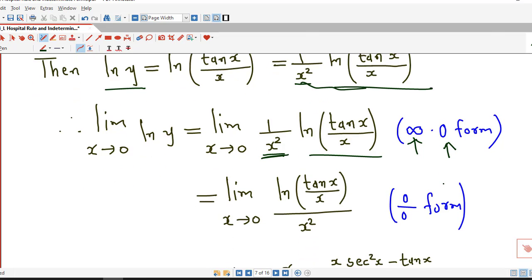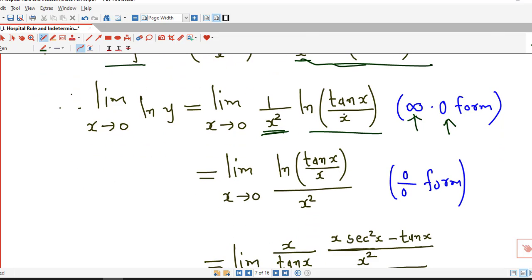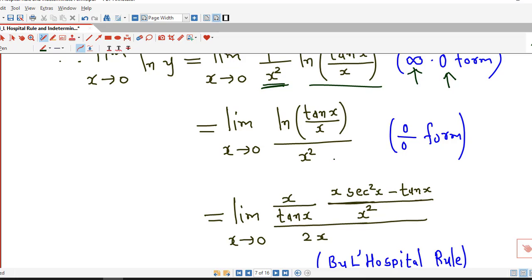So we rewrite this as log of (tan x by x) over x square. We can check this is 0 by 0 form, because if we take the limit of tan x by x as x approaches 0, we have log of the limit of tan x by x, and the limit of tan x by x is 1, therefore log 1 is 0. So we have to apply L'Hospital rule.